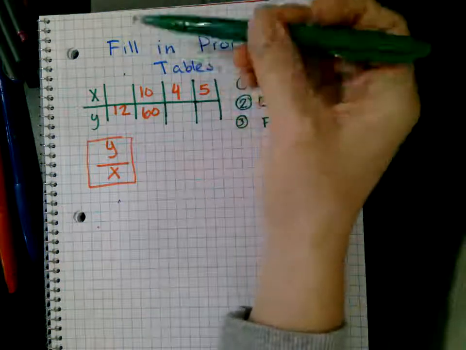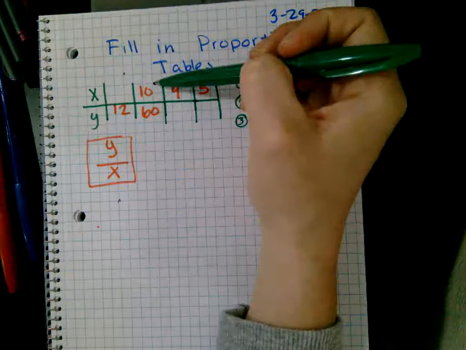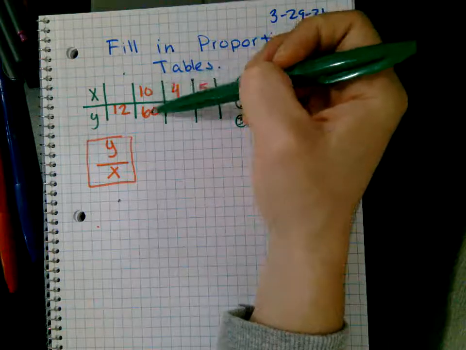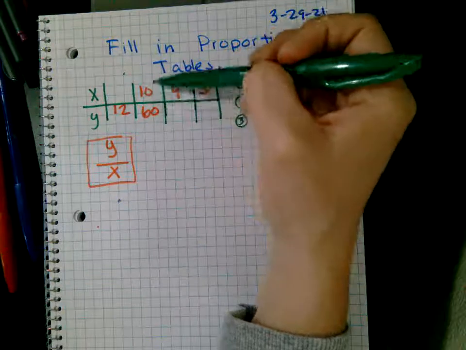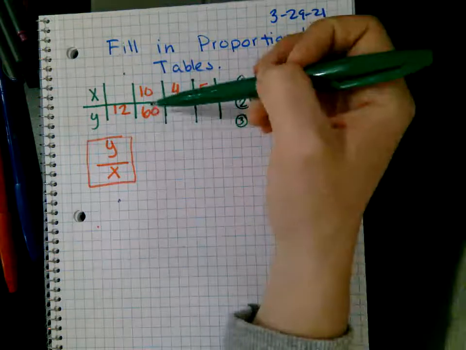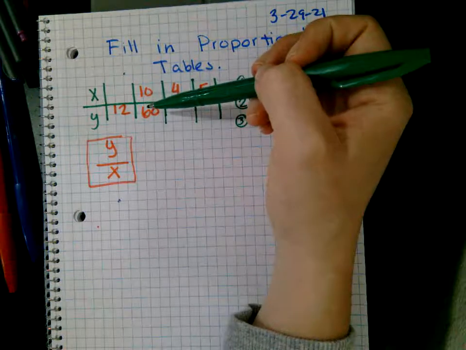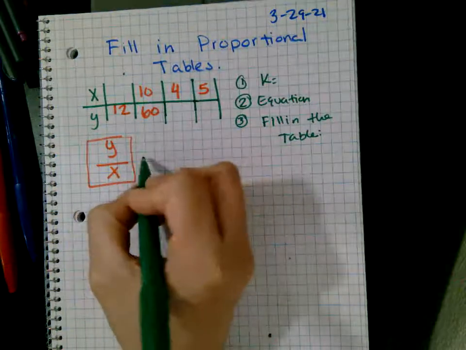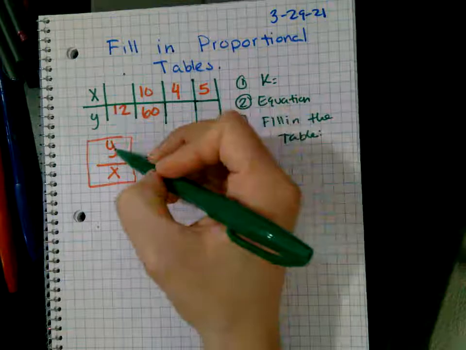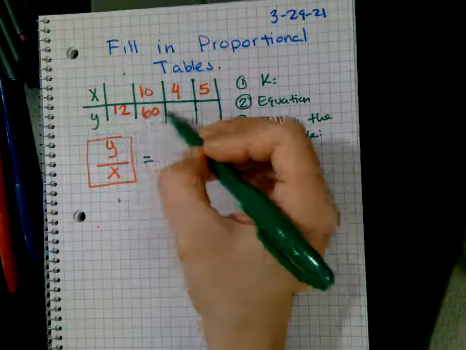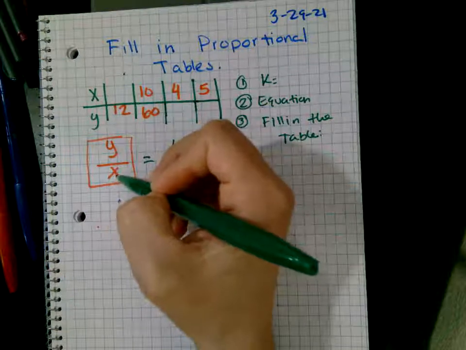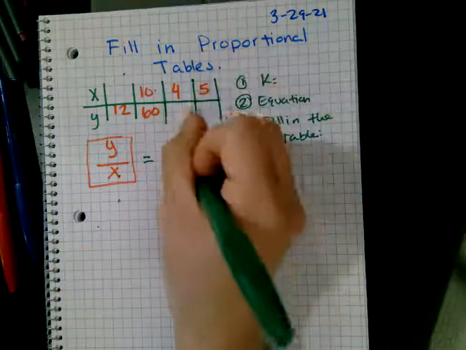So this is the point that they have given you. This is the pair that's filled out. They give you the x, they give you the y. So this is what you're going to use to determine your unit rate, your constant of proportionality. So here it is. So we're going to use this form to plug in these numbers. So y is the number 60 over the number, what number is x? Well, it would be 10 in this problem.